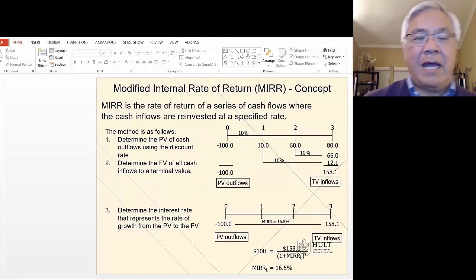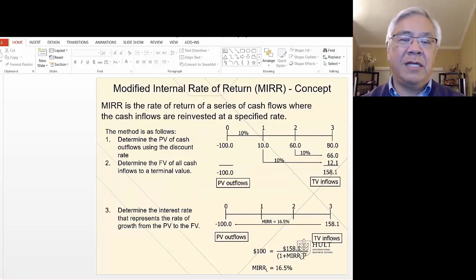We're going to talk about that, and then we're going to show how we could do it in Excel very, very easily. Let's start with the concept of how it works. It's the rate of return of a series of cash flows where the inflows are reinvested at a specific rate.